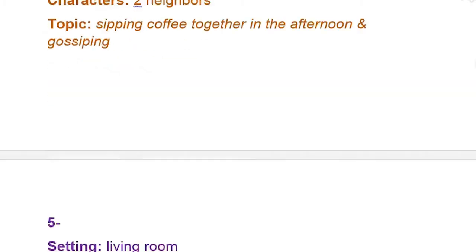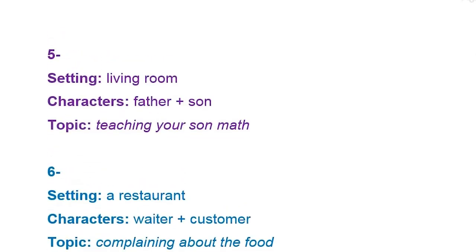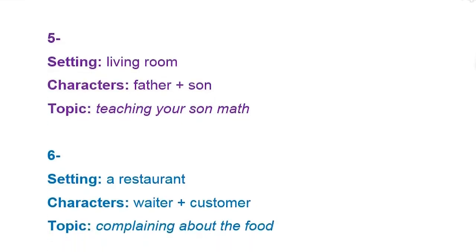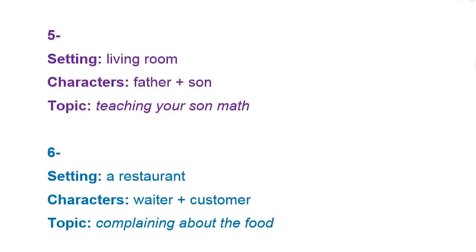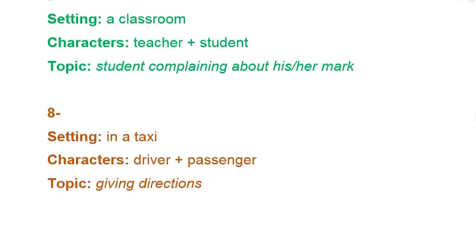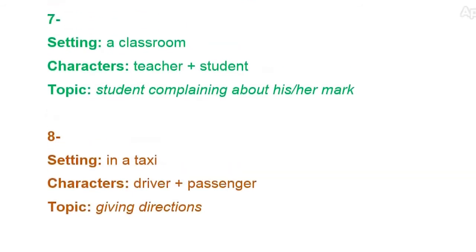The fifth one is so funny. A father and a son, or a mother and a daughter, whatever, and one of the parents teaching math to their child. The sixth one is cheesy. A waiter and a customer, and the customer complaining about the food. The seventh one is also a favorite because you get the students to be in your shoes. So it's basically a teacher and a student, and the student complaining about his or her mark. The last one is in a taxi between a driver and a passenger, and the topic is giving directions.